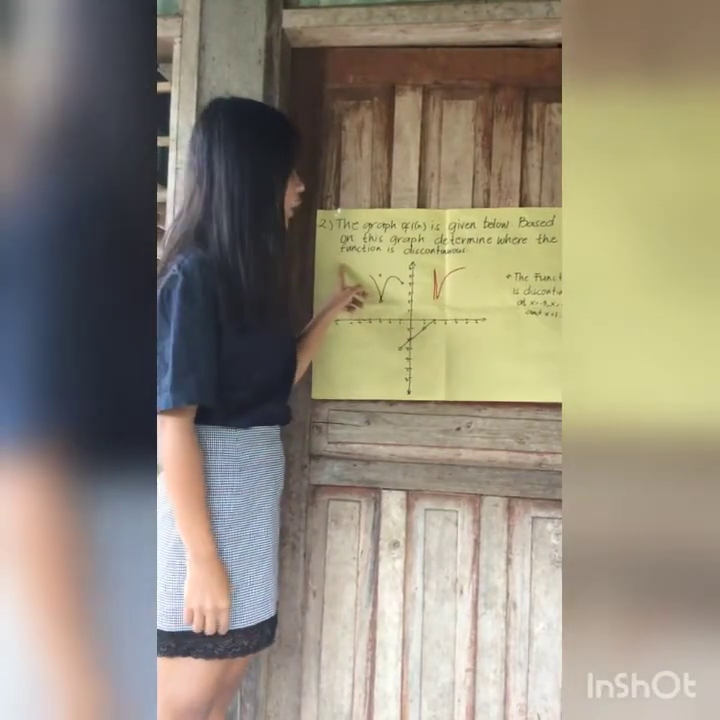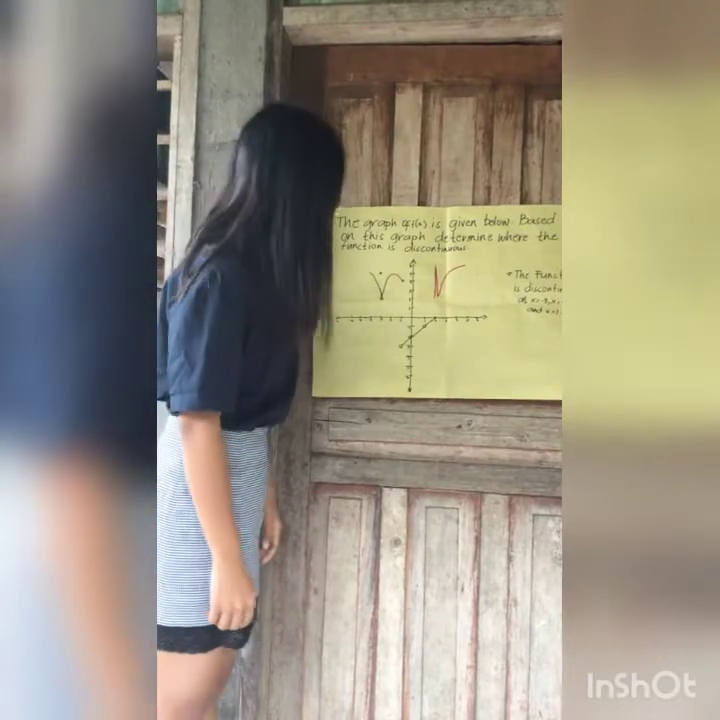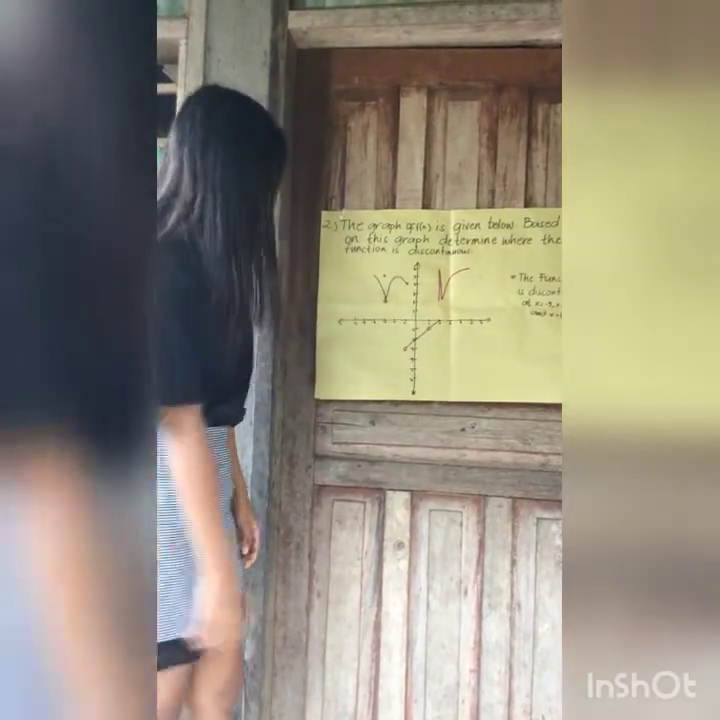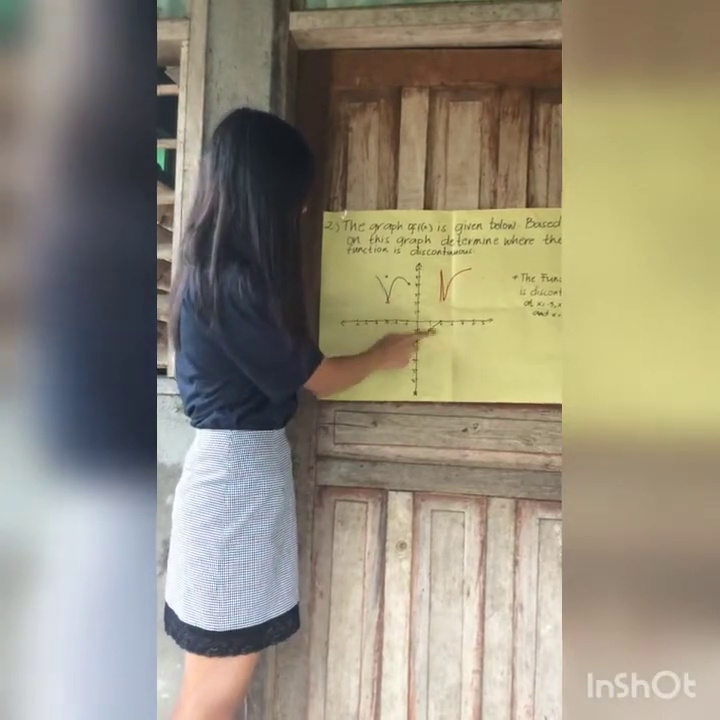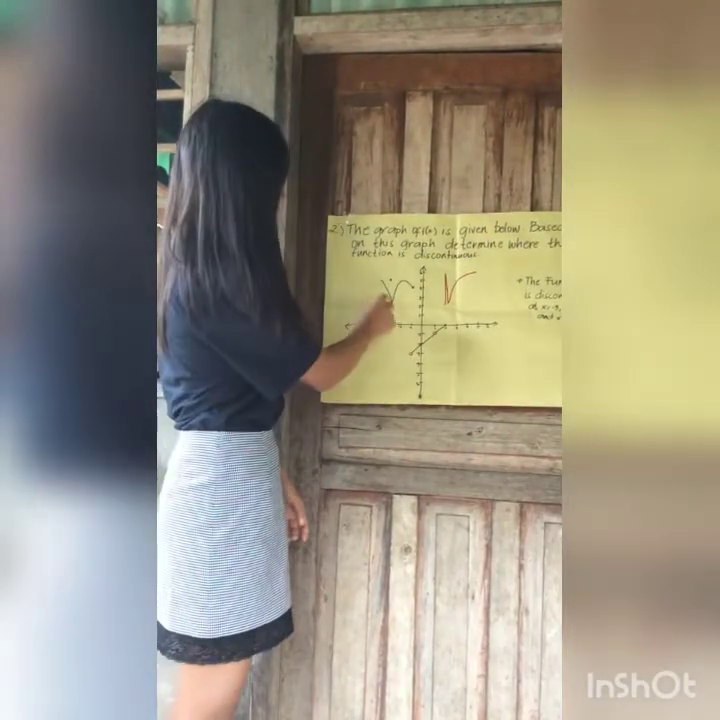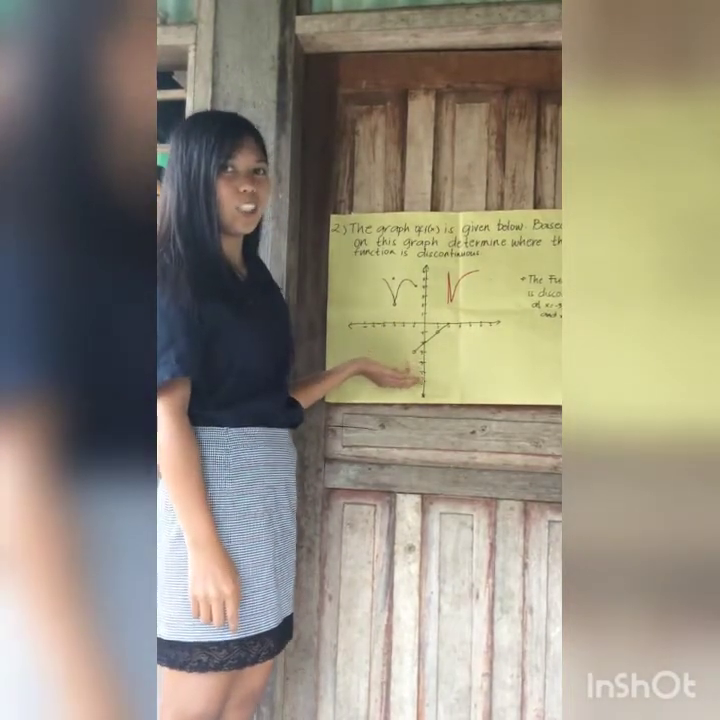F of x is given below. Based on this graph, determine where the function is discontinuous. As we've shown in the graph, there are 3 points: negative 3, negative 1, and 1. Since it is not continuous there, we can say that these points are discontinuous.